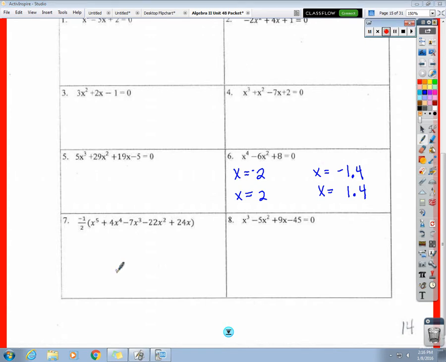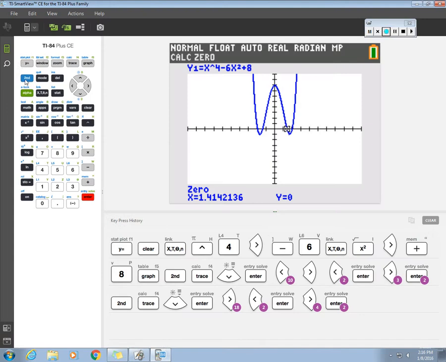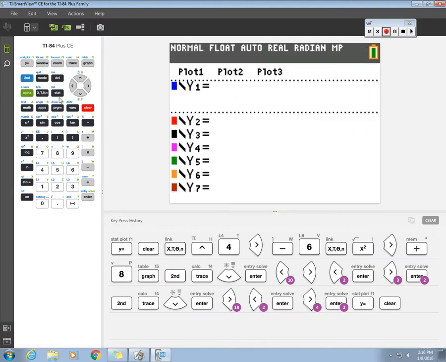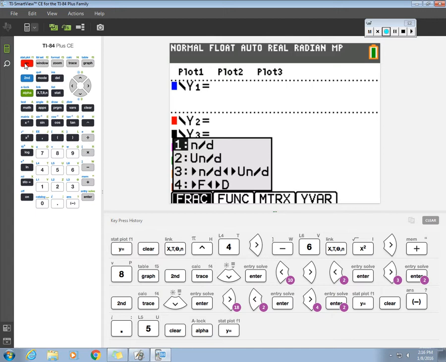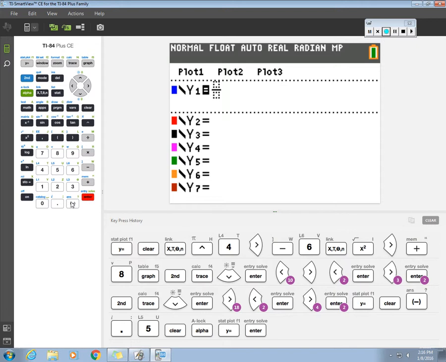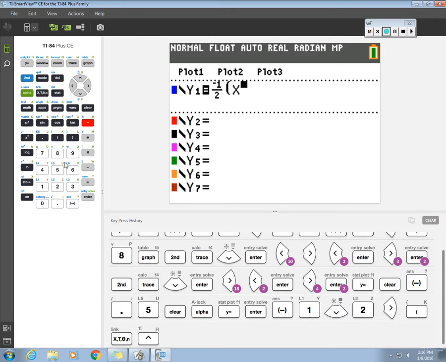With number 7, before we even graph it, how many x-intercepts are we expecting? 5, because it's degree 5. Does anybody remember the name for that? Quintic. Okay, so let's graph it. Y equals, y'all tell me what to type in. Well, the beginning I remembered was -1/2. You could type in -0.5 if you wanted. Or if you want to type in the fraction, remember you go to alpha y equals n/d. It's right there. Alpha y equals will take you to the fraction button. And then type in -1/2. And then type in the rest of it. X to the 5th. What comes after that?